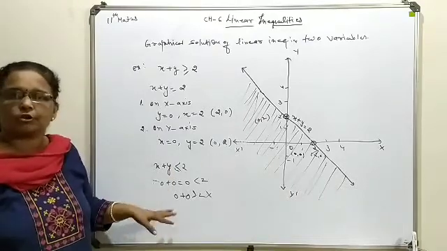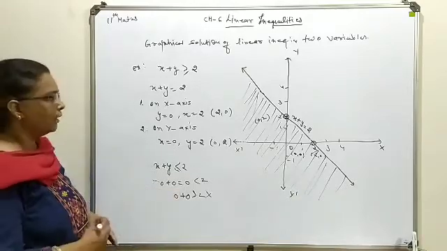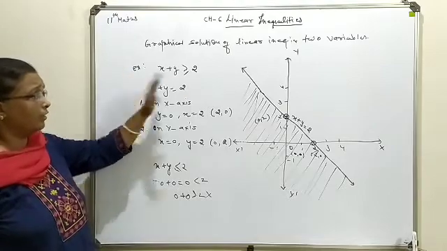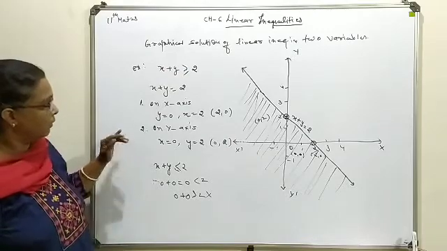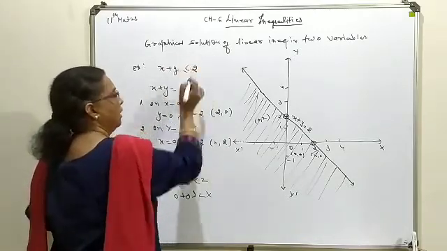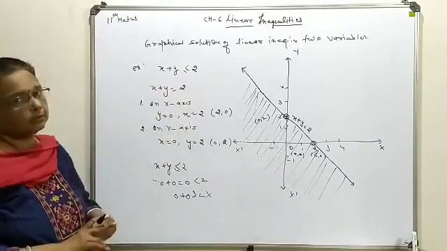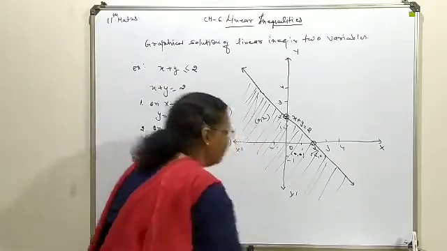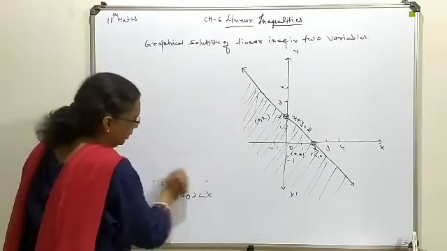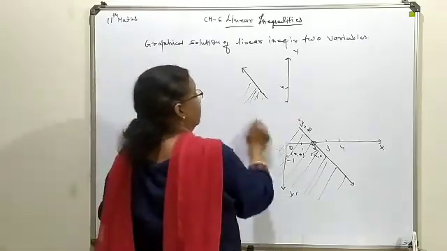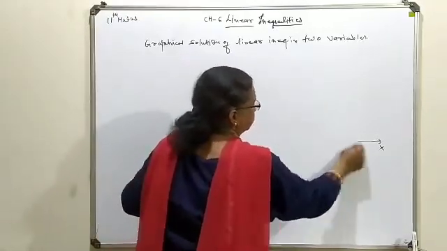Okay, after attempting 2-3 questions, it will be very clear to you which side you have to shade the region. Now one question we are going to attempt in which no equality sign is being used. So here our question was this much. So this will be the presentation for the inequality x plus y less than or equal to 2. Now one more example we are going to take, which is based on greater than, or it may be possible that you are dealing with a single variable only, means a straight line parallel to any of the axes.